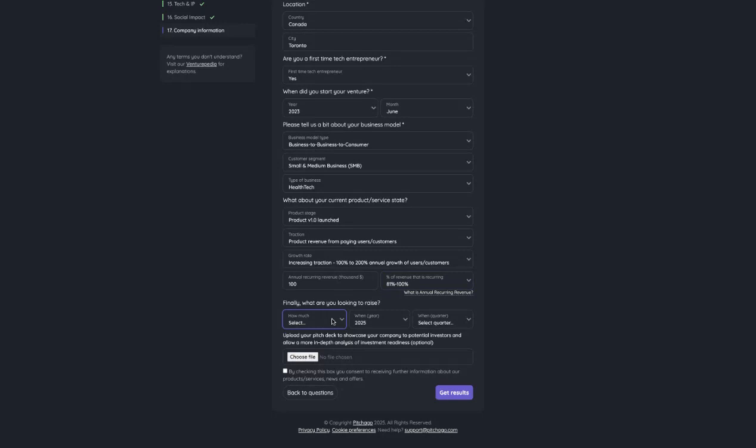How much money we're looking to raise? Say we're looking to raise between $0.5 to $1 million, and we're going to raise it next year, and we're going to do that in the second quarter of next year. Here you can also upload your pitch deck, which is to be recommended. That means that the investors or accelerators that you're working with can actually see your pitch deck as well. You can always replace it later on, update it if you like. And here you can also consent to receive information from Pitchago in general.